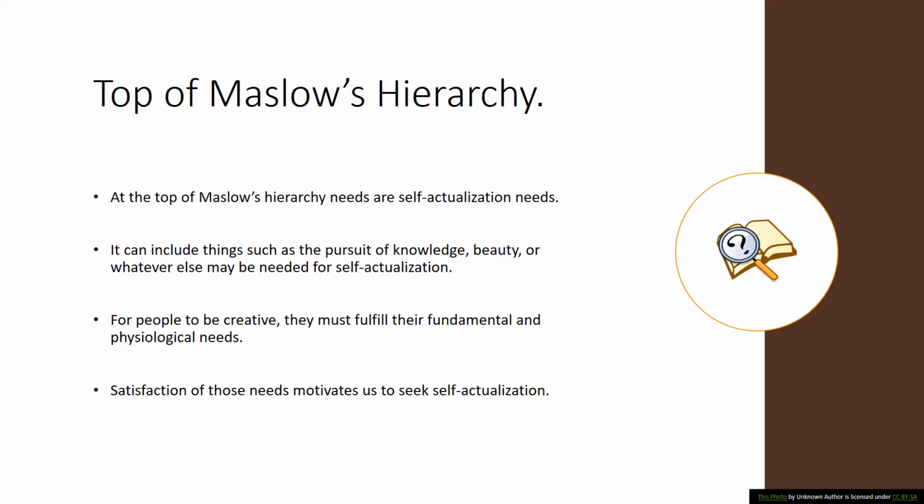At the top of Maslow's hierarchy are the self-actualization needs. These can include things such as the pursuit of knowledge, beauty, or whatever else a person might need to feel good about themselves. For example, for a person to be creative, they need to first fulfill their fundamental and psychological needs, my apologies, psychological needs. Satisfaction of those needs motivates us. Okay, so once we fulfill those needs, then we can move into self-actualization, making ourselves better and seeking those things that can improve ourselves.